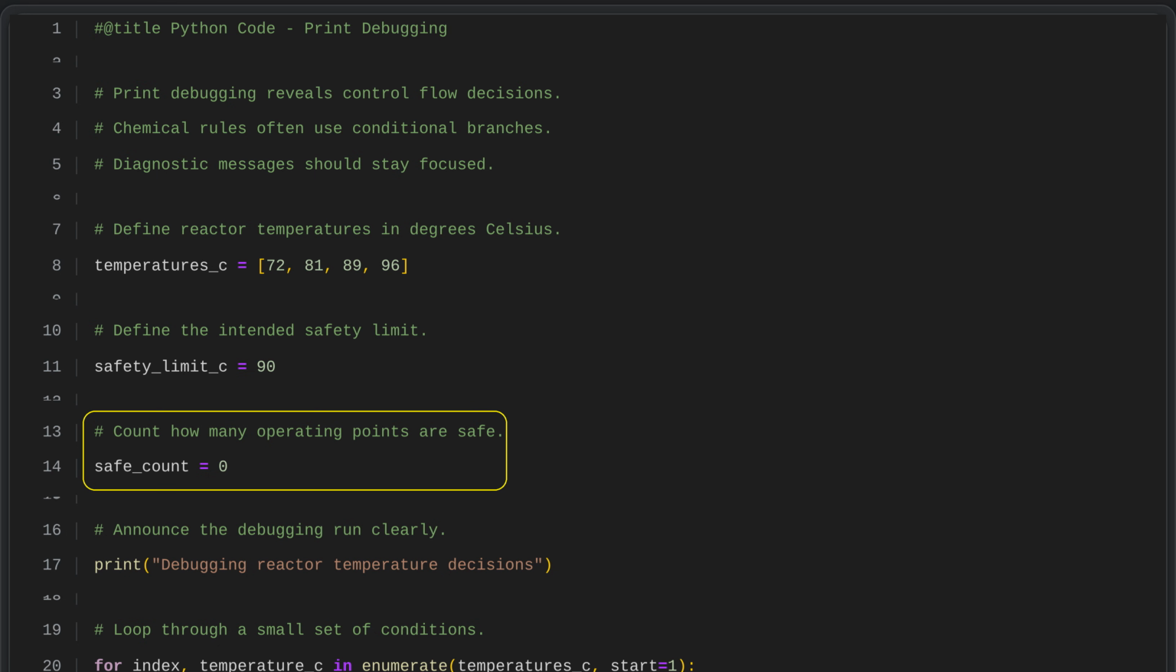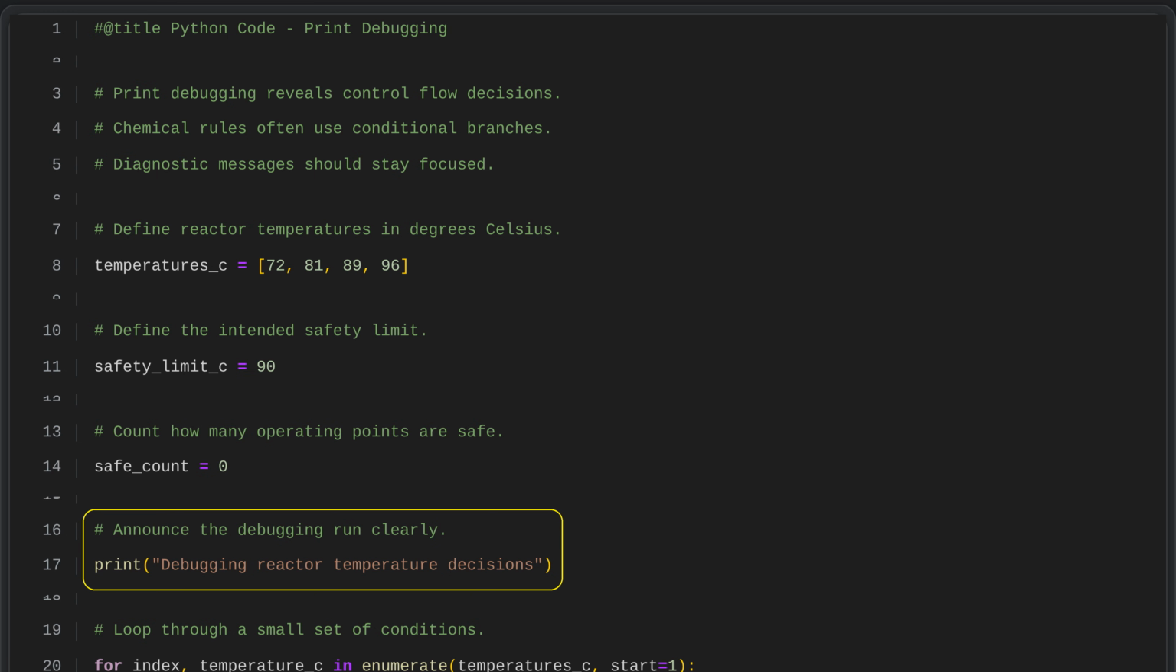Begin by setting the safe count to 0 so the program can track how many reactor temperature readings fall within the safety limit. Starting at 0 ensures the count is reset before checking the readings. The debugging output begins with a clear introductory message about reactor temperature decisions. This sets the context so readers understand that the following information explains the control flow related to reactor temperature handling.